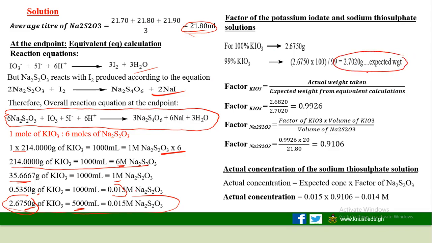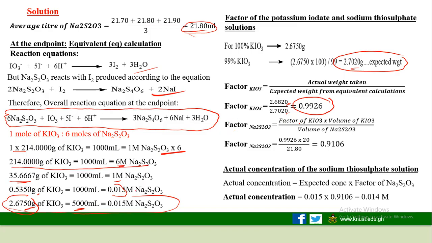Good. Now after getting this corrected expected weight, the factor of the primary standard is equal to the actual weight over the expected weight from the milli equivalent, from the equivalent calculations. So this was given to us in the question. This was stated in the question for us because we are not doing the experiment. So they give us the value, and this is what we calculated from here. Now, if you divide, what you get will be the factor. So from this, our factor is 0.9926.